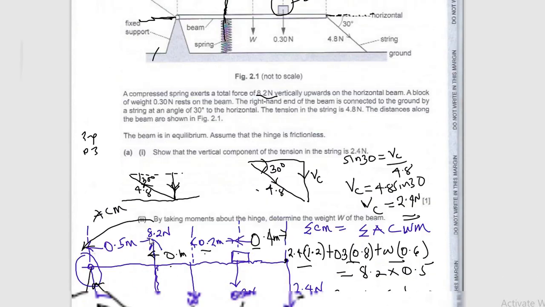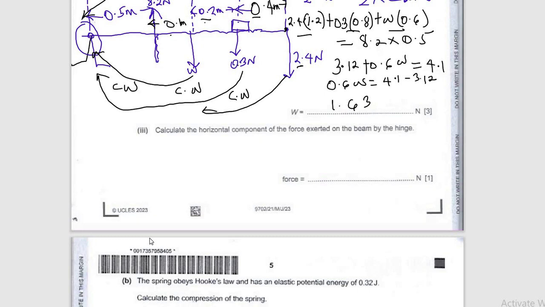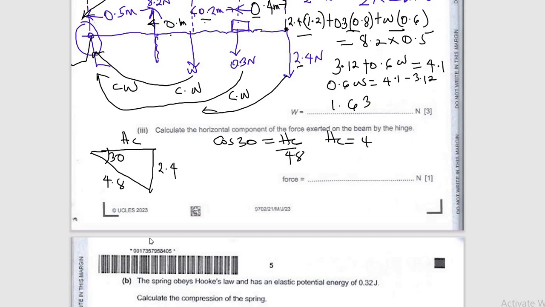We know we have the vertical component by drawing this diagram. This is 4.8. We got this to be 2.4 vertical component. We are looking for the horizontal component now. This angle is 30, so that will be adjacent over hypotenuse, cos 30. So the horizontal component is 4.8 multiplied by cos 30. In your calculator, it's going to give us 4.16. That's the horizontal component, 4.16 Newton. The next question.